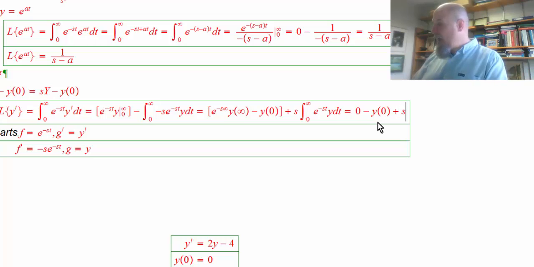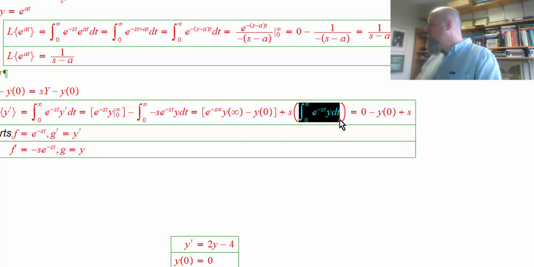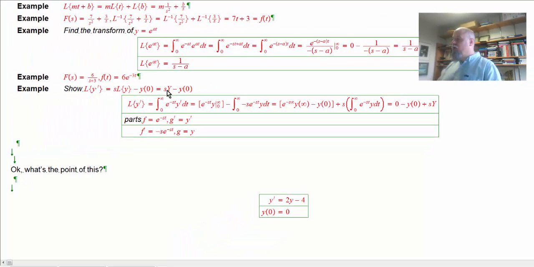And this is plus s times, what is that? Well, that highlighted piece, that's just a Laplace transform of y by definition. So we can call that then capital Y. The Laplace transform of little y is capital Y, our unknown function. And that proves that the Laplace transform of a derivative is s times the Laplace transform of the undifferentiated function minus y naught. We've proven this rule. There are no derivatives left in the Laplace world.